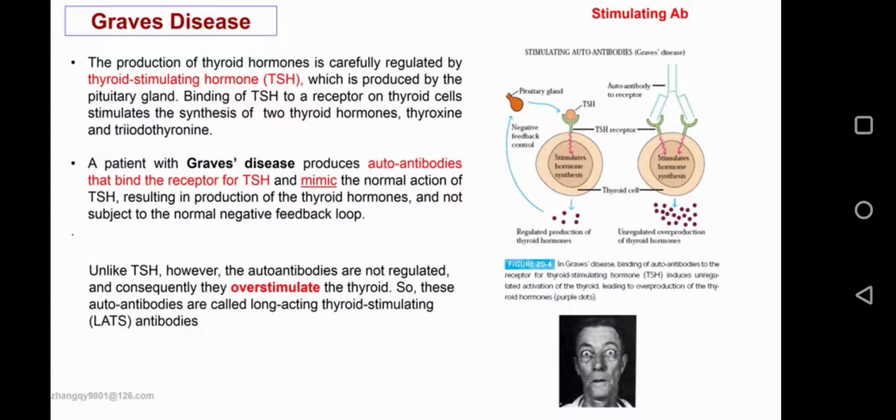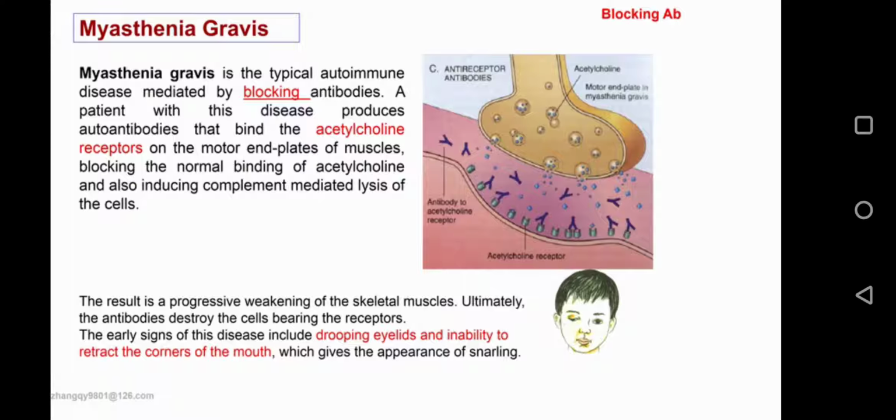Okay, so the key reason is that thyroid stimulating hormone is low in the patient with Graves' disease, but they have a high level of autoantibody. Unlike TSH, these autoantibodies are not regulated. Consequently, they just overstimulate the thyroid cell to release the hormone. So these autoantibodies are also called long-acting thyroid stimulating antibody. Is it clear? Yeah. So this is one good example of an antibody with a stimulating function.